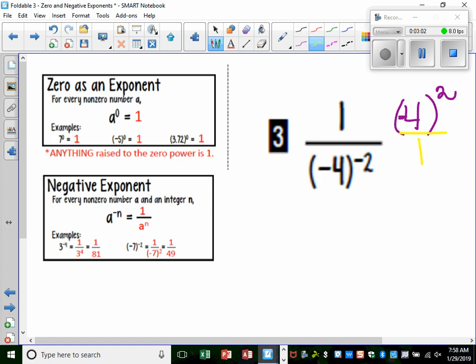Now, I don't need to put over 1. Please don't do that. That's why you see it in yellow. Okay, you don't need to put divided by 1. Just simply put it at the top. And then what is negative 4 squared? Positive 16. Negative 4 times negative 4.